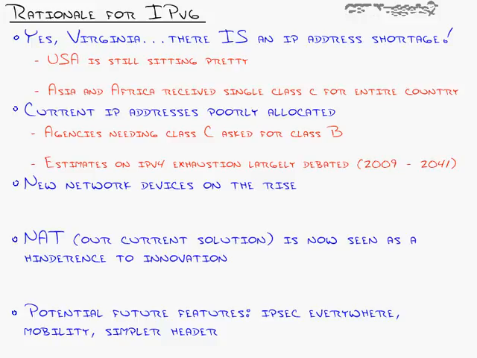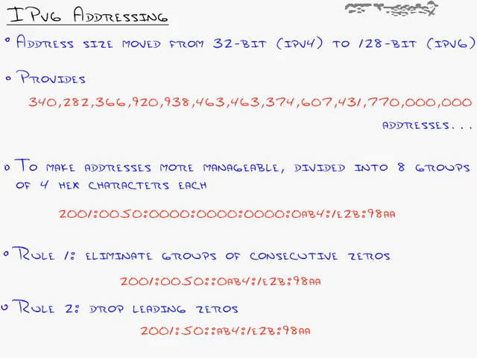It has better mobility functions, and IP version 6 has a simpler header than IP version 4, which will improve on the processing power of all the different routers that use it. So now let's talk about some of the addressing.